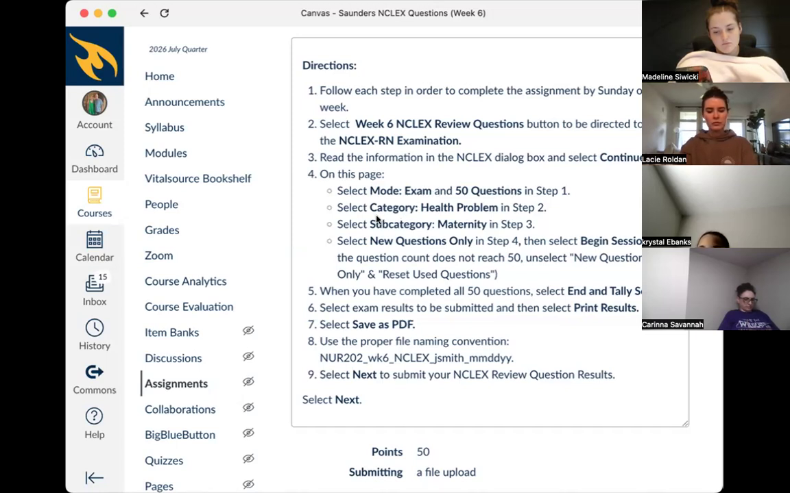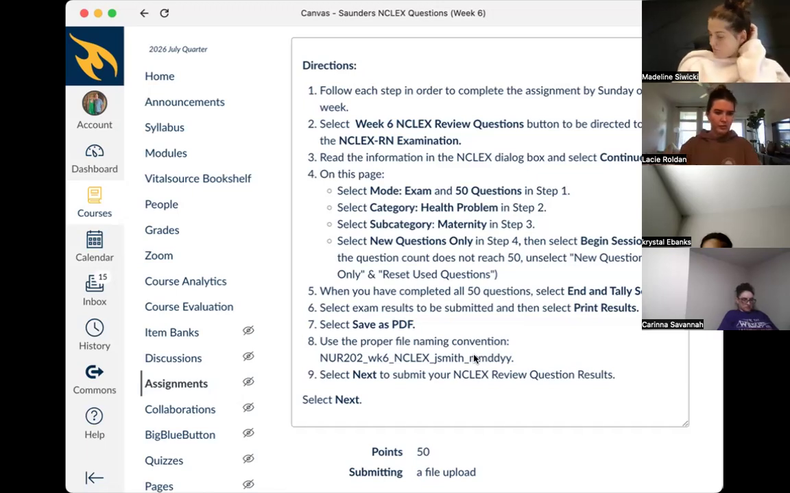Then you're going to select your category. For this week, your category should be health problem. Okay. Your subcategory for this week is going to be maternity, and you should only be answering new questions. Okay. When you have completed all 50 questions, you can select end and tally session. You're going to select print results. You'll save this as a PDF, and then you need to use the proper file naming when you submit this assignment. Okay, so that's going to look like this, with your name and the date.